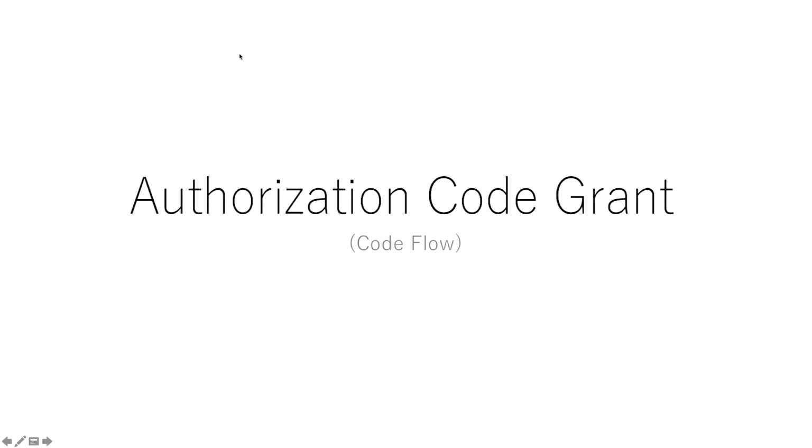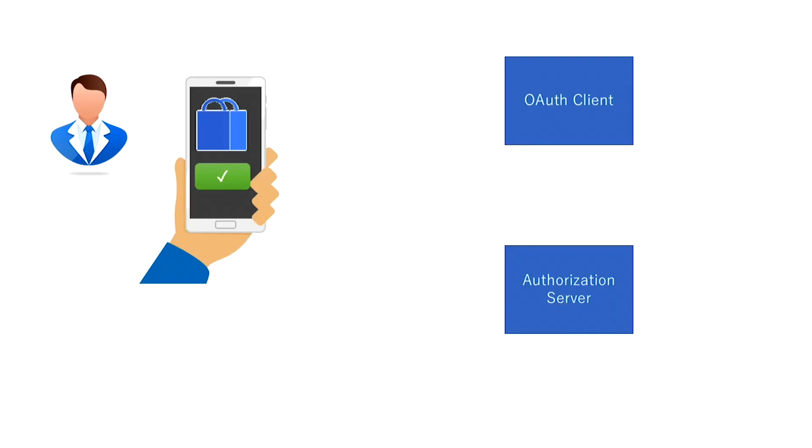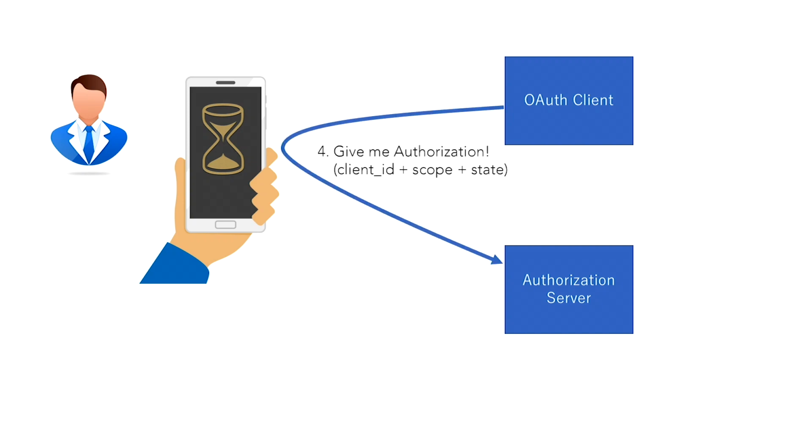There are several types of OAuth flows, but what is called authorization code grant or code flow is by far the most popular one. It goes like this. A user asks for a service from a web-based OAuth client through a browser. The browser sends a request to the client, and the OAuth client then creates the authorization request. This request is sent to the authorization server through the browser redirect.